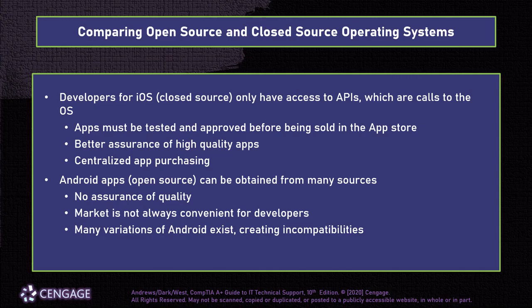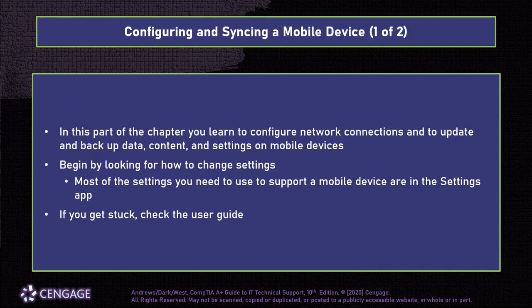Open source apps are a little bit less restrictive, and also that means that there's no assurance of quality. The market's also not always convenient for developers because you have a ton of different versions of Android out there, and if a particular operation that your app needs is not included in an older version, it just won't be able to be downloaded, or if it does, it'll cause a crash. So we also have to be very aware of that.